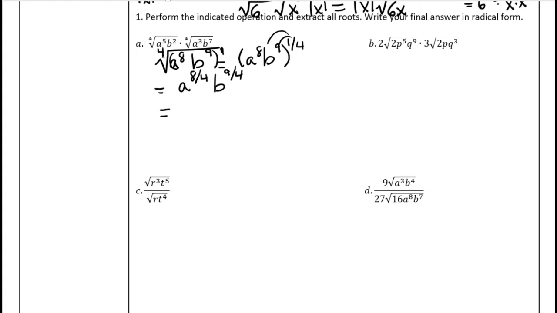All right, so now you have a to the 8/4. So 8 divided by 4 is 2. So I got a whole number from this. But since I did an even root, since I'm doing a fourth root, I'm going to write it as absolute value of a squared.